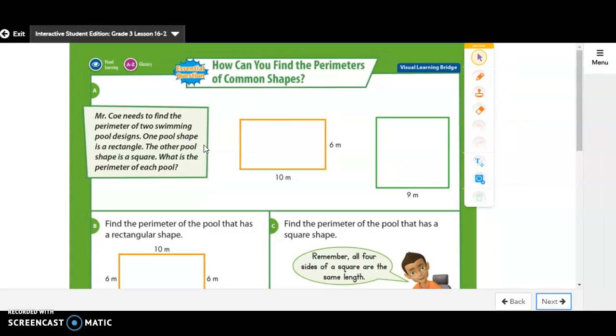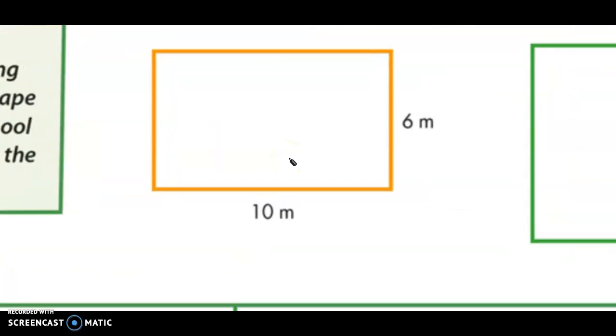Alright, here Mr. Coe needs to find the perimeter of 2 swimming pools. One pool is a rectangle, that's this one. The other pool is a square. What is the perimeter of each square? So I'll grab blue and we'll work with blue on this rectangle.